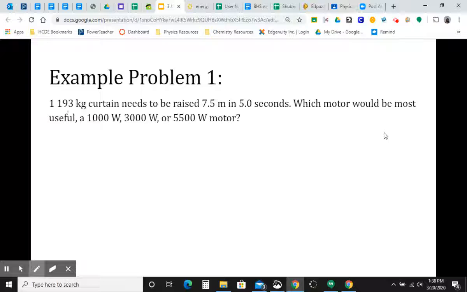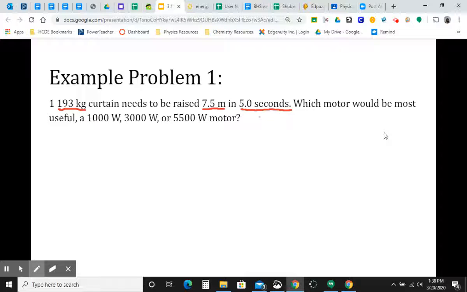After that, I always recommend going back and underlining or circling or doing something to all the numbers in there. So let's see, we got 193 kilograms. We need to raise it 7.5 meters, and our time limit is 5 seconds. Which motor would be most useful? Okay, so these are basically our answer choices. We have 1,000, 3,000, or 5,500. We're not even going to worry about this yet. We're going to do our math first. So before we do any math, let's make sure we know what all these are.